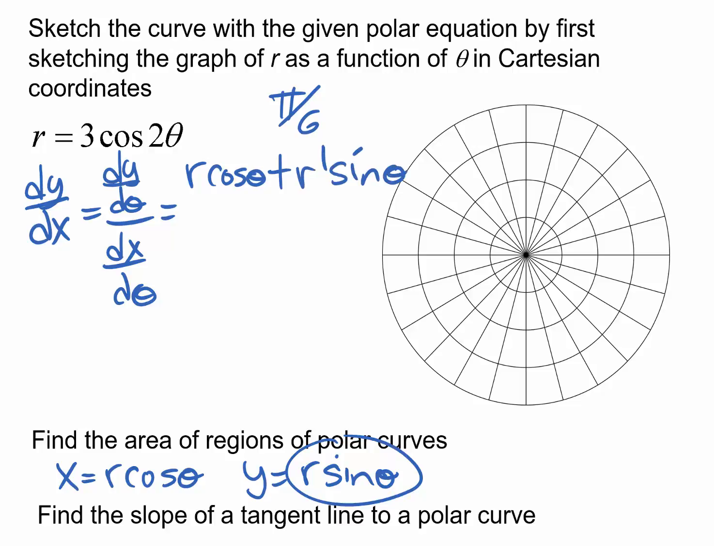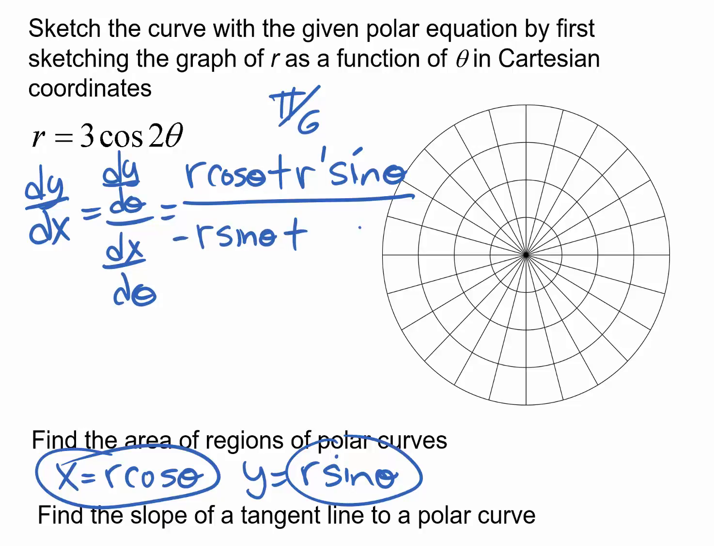And I'm just going to keep the r in the same place. So there's the derivative of r, which is just r prime, and then sine theta. And that's going to be over dx d theta. Well, here's x, so dx d theta would be the first times the derivative of the second, which is negative sine, plus the second, which is cosine, times the derivative of the first, which is r prime. So there is my formula for finding the tangent, which is the slope of the tangent, dy dx. So we're after the slope of the tangent there.